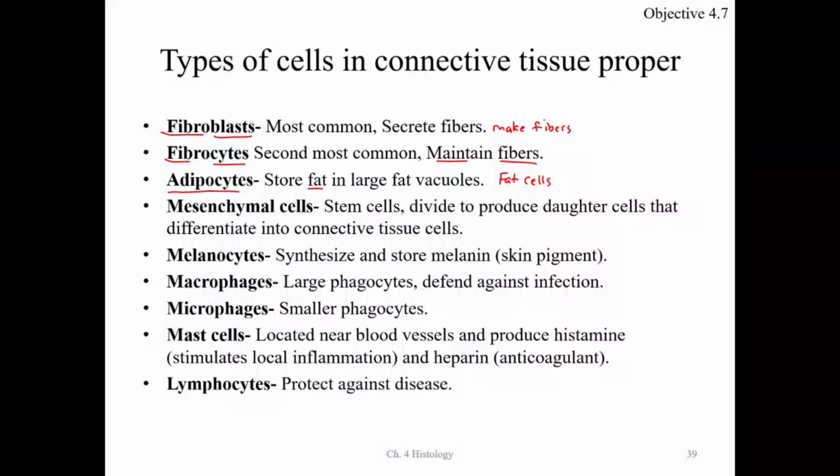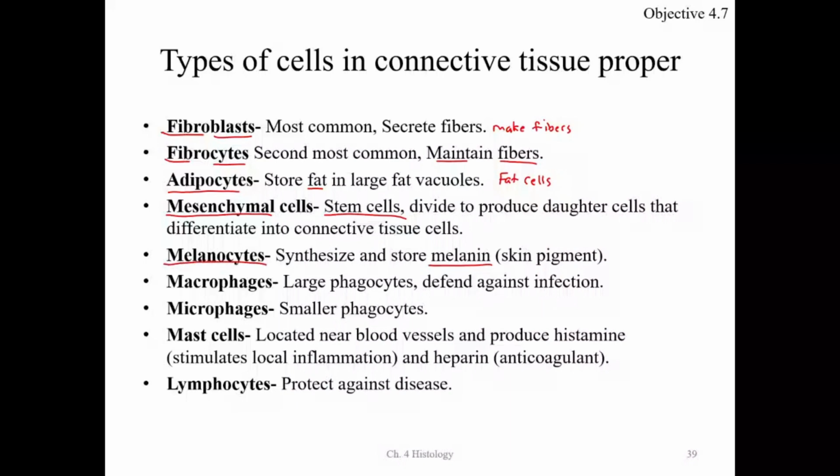All right, mesenchymal cells. These are stem cells. What they do, when they divide, their daughter cells become connective tissue cells. Remember, daughter cells is the name we give to cells produced through mitosis or meiosis, through cell division. When cells divide, they make daughter cells. Now, melanocytes, they make melanin. These are the cells that synthesize melanin and store melanin to give our skin pigmentation.